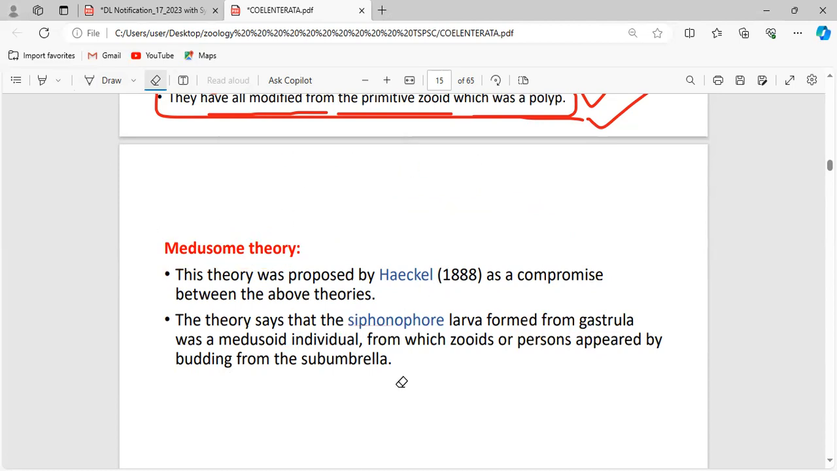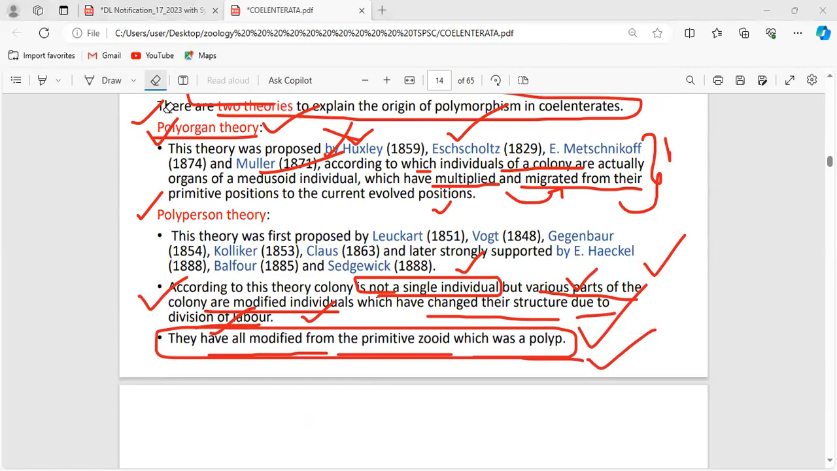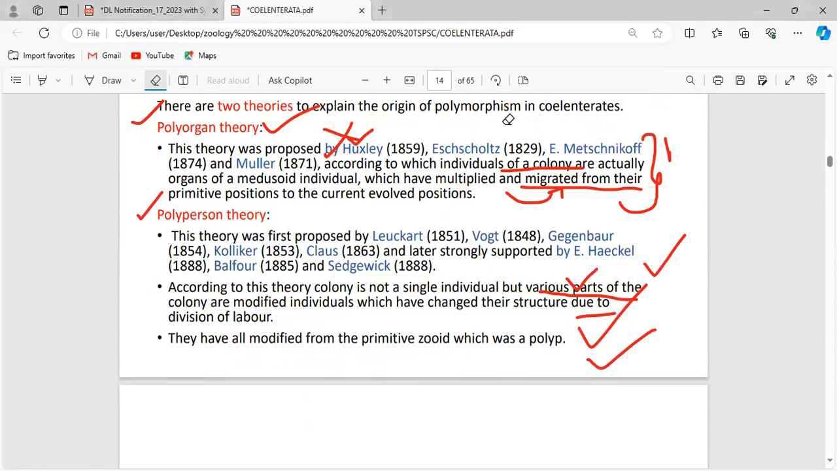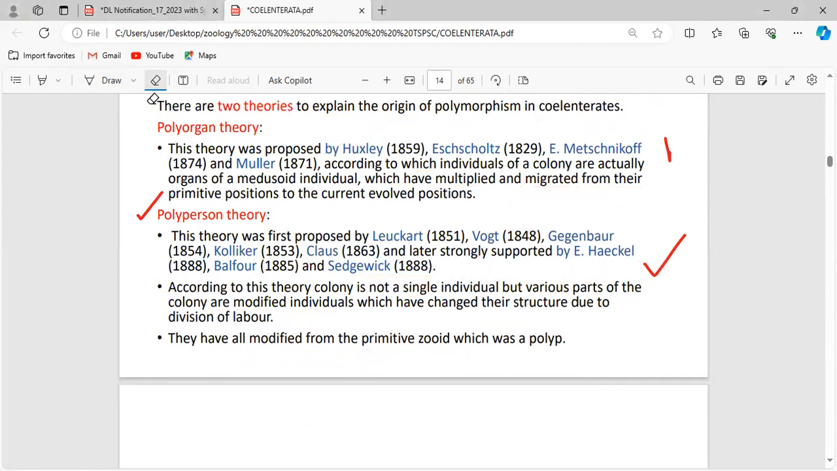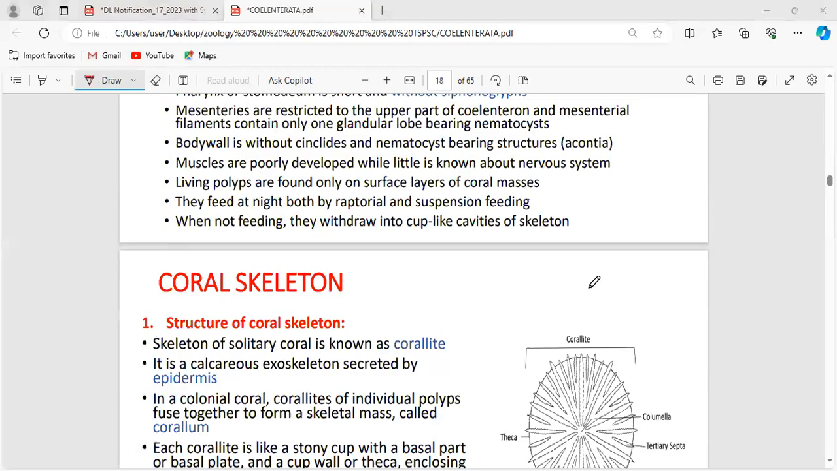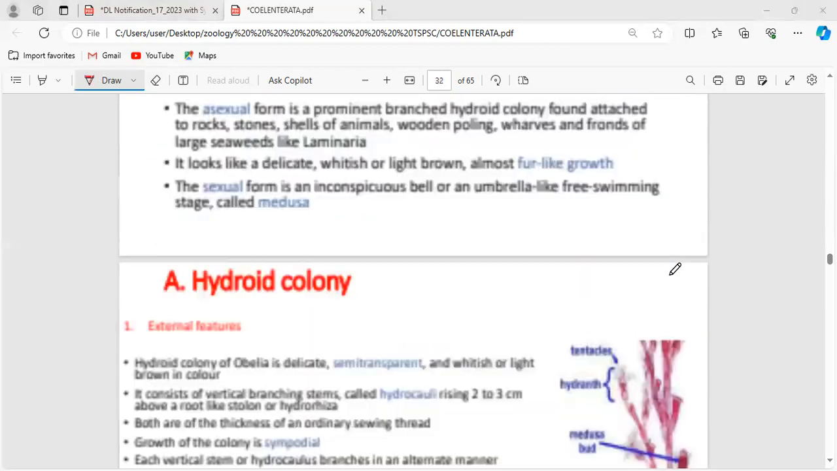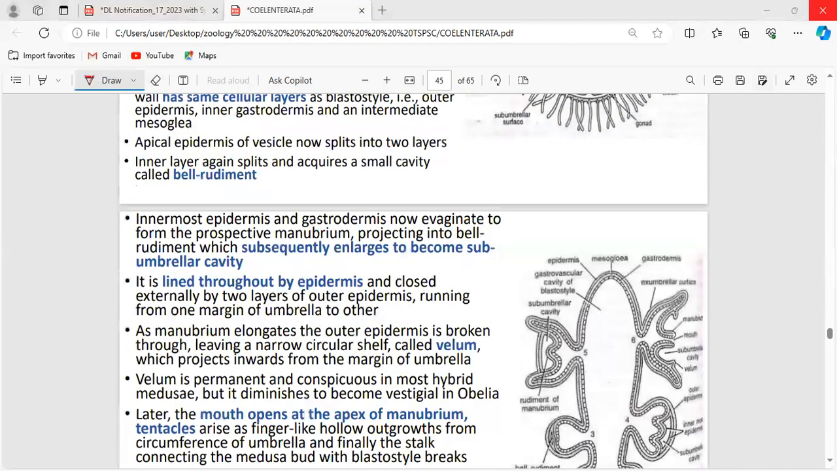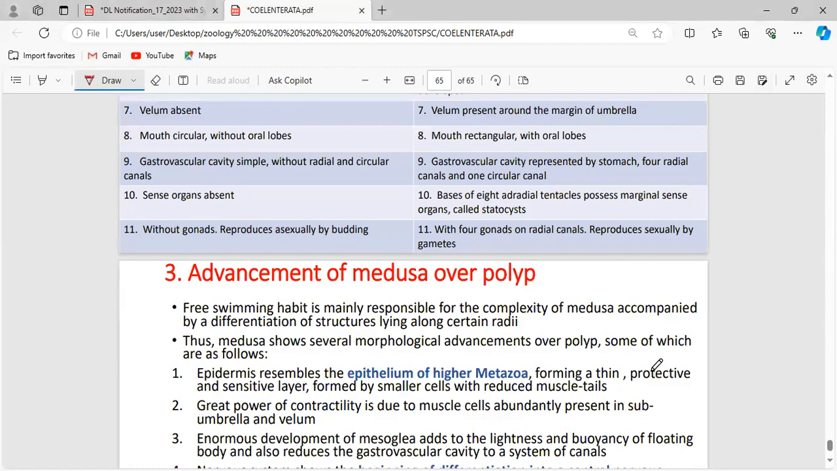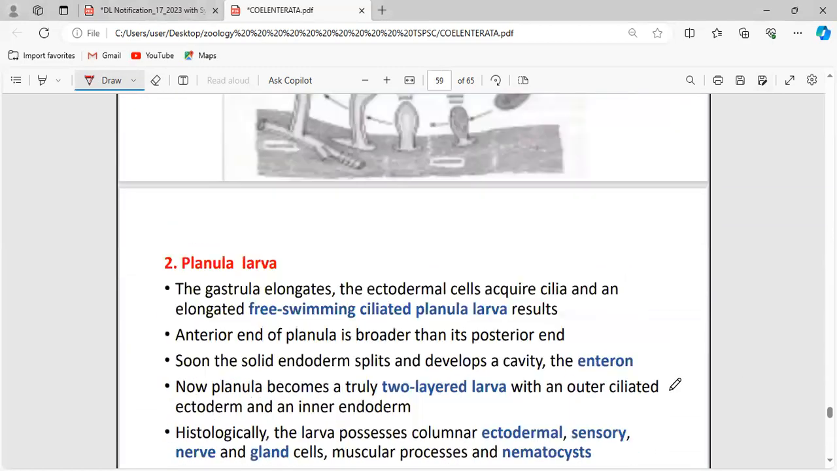Clear? Are you clear, Lalita? Medusome is clear? Just tell me, or let me explain once again. Good. Okay, fine. That's all about the polymorphism. There are no questions attached here.